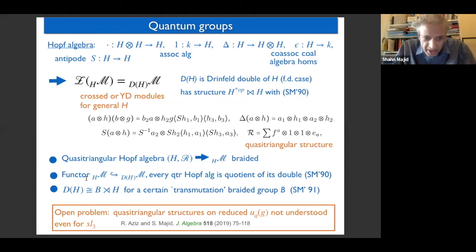One of the first important results here is that if H is quasi-triangular, then the category of modules embeds in the category of cross modules, or Drinfeld double modules. Another way to say that is that every quasi-triangular algebra is a quotient of the double. So the double really is the master thing underlying most quantum group constructions in some sense.